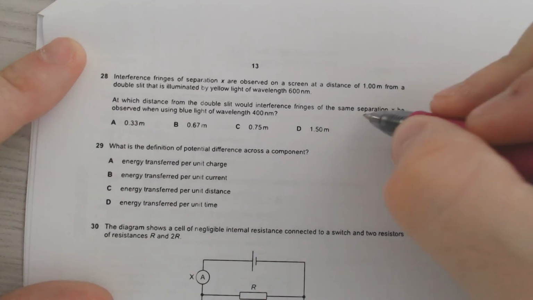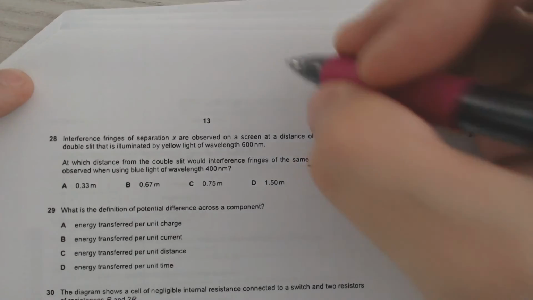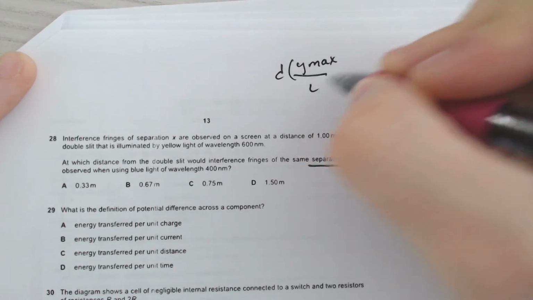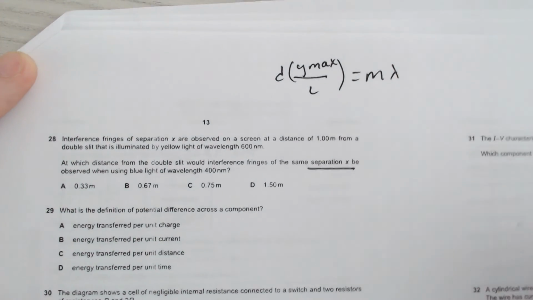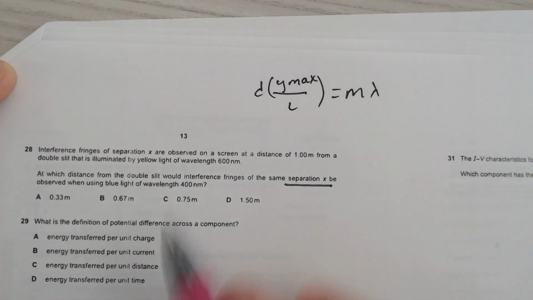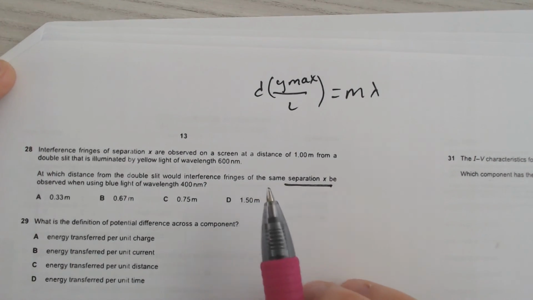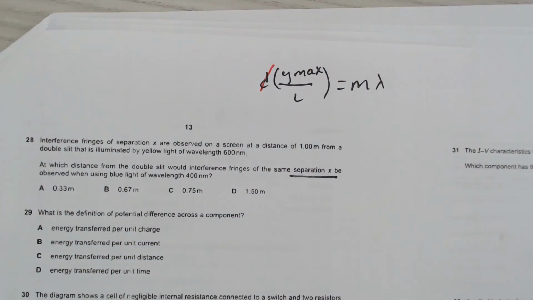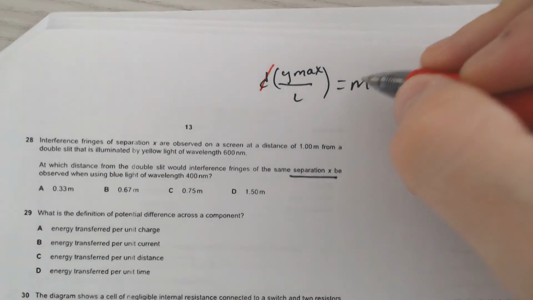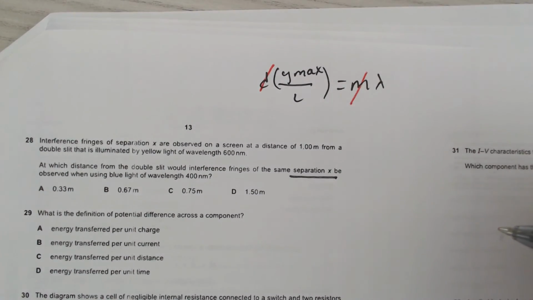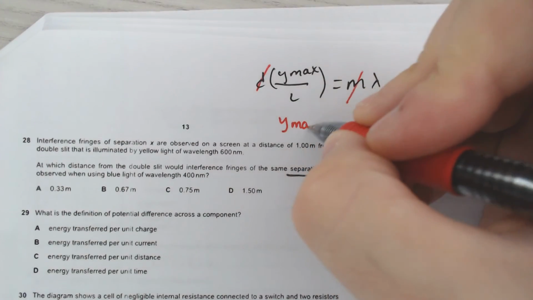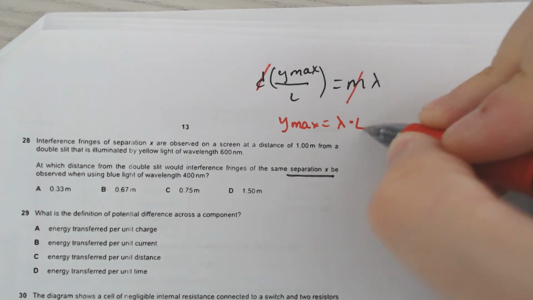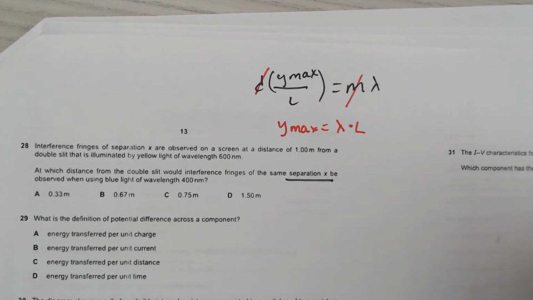At which would be the same separation of x. So the regular formula is d y max over L is equal to m lambda. We want, if you read it, the y maxes to be the same. The slit separation does not change, so I'm not going to pay attention to that. The m value does not change, so I'm not going to pay attention to that. The y max is going to be equal to wavelength times the distance away from the wall.